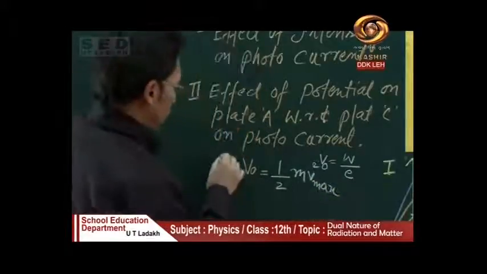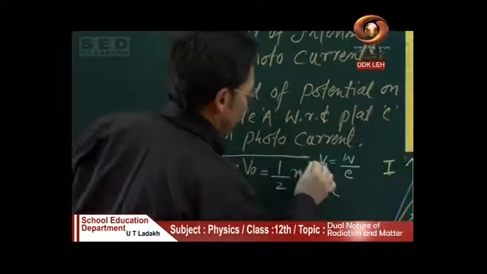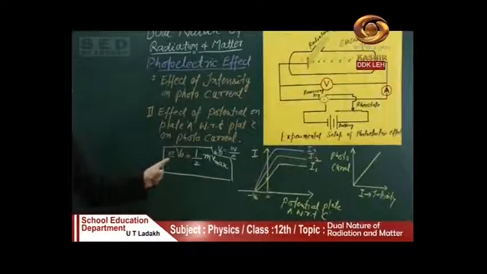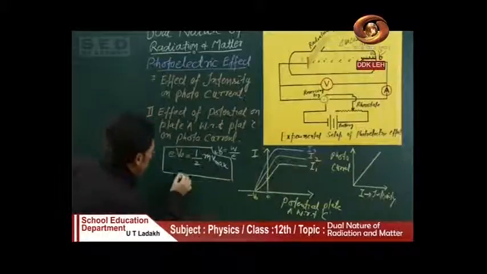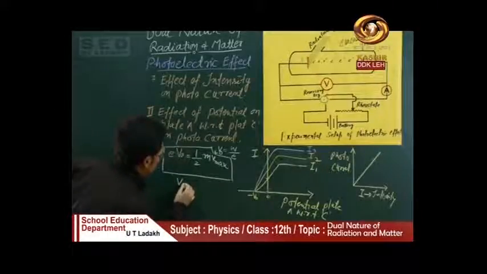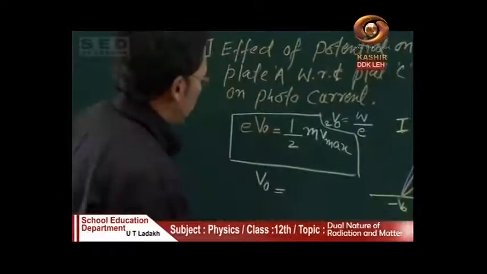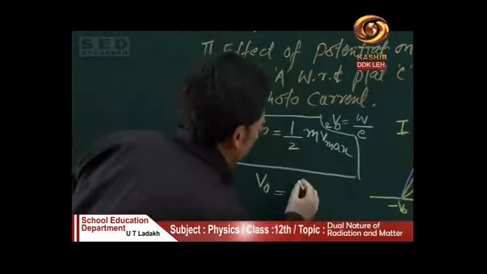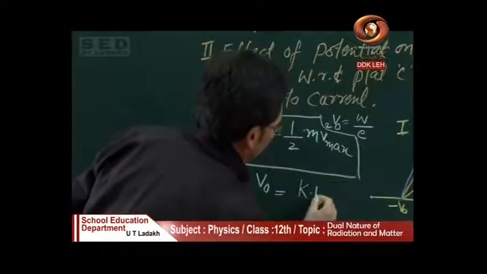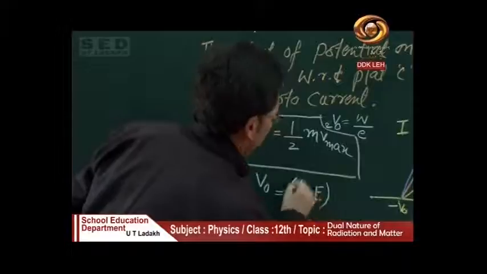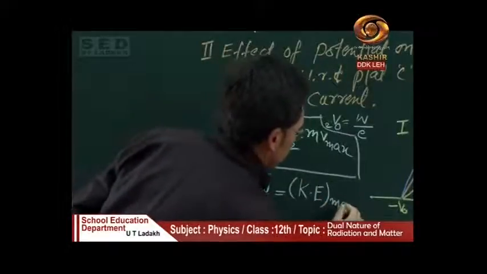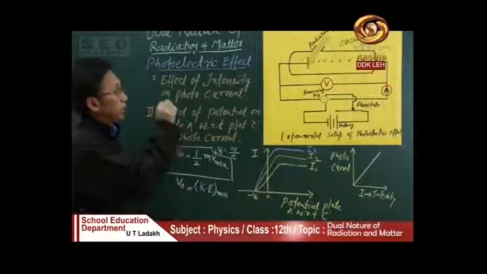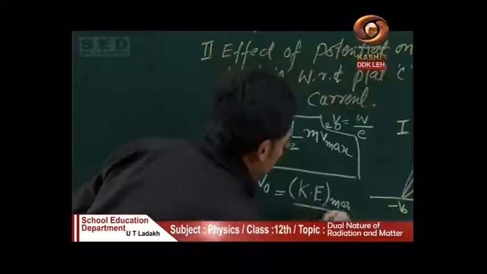This is the maximum kinetic energy. So this is an important relation. You have to note it, or we can also write it like this: V naught, that is the stopping potential, is equal to the maximum kinetic energy with which the electrons are emitted from the metal surface, divided by e.